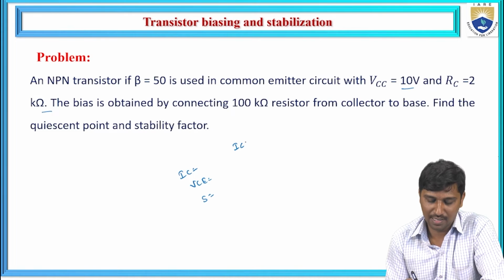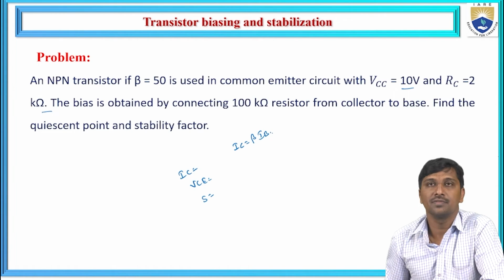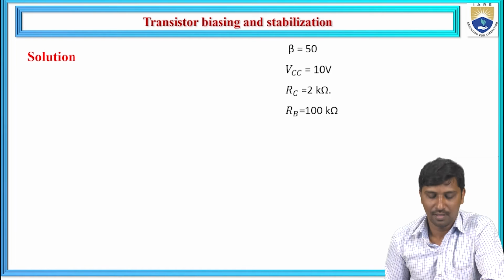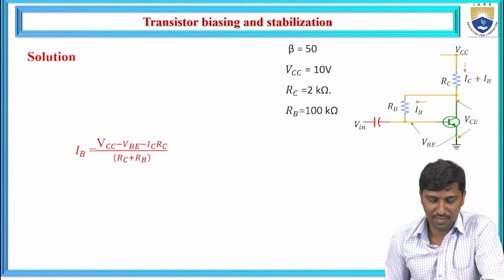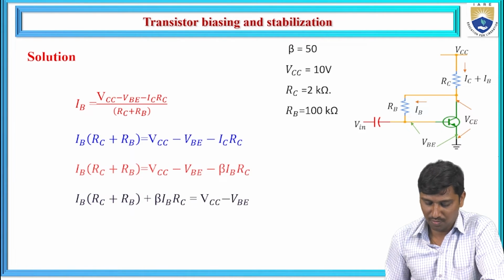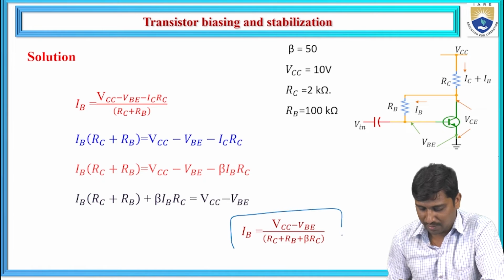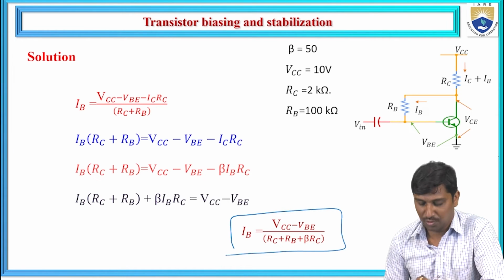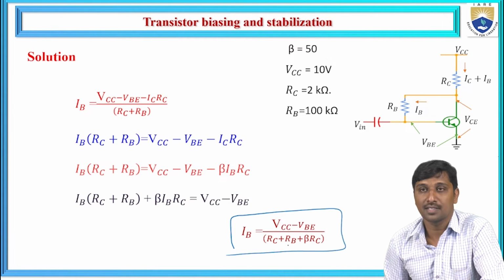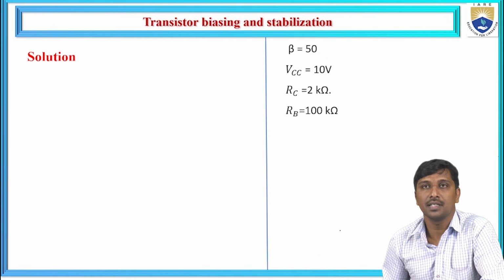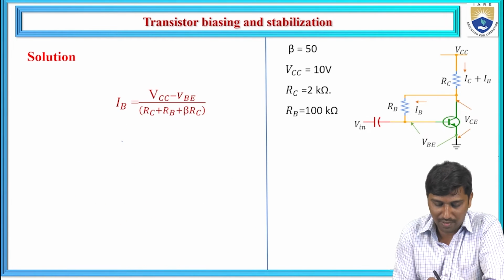To identify this IC parameter, IC is equal to beta times IB. So first we need to find out the IB value. For this, we know that we just use this mathematical relation: IB is equal to (VCC minus VBE) by (RC plus RB plus beta times RC). Then you can substitute these values.